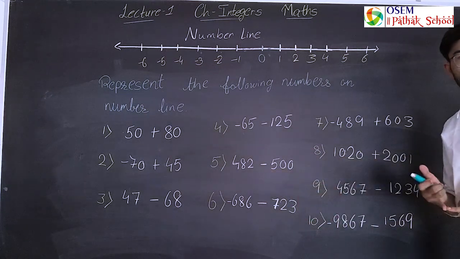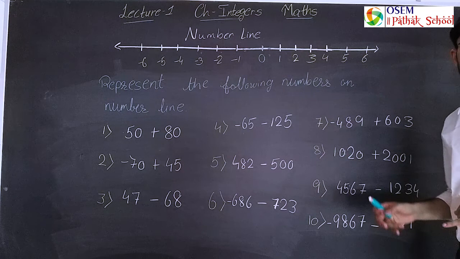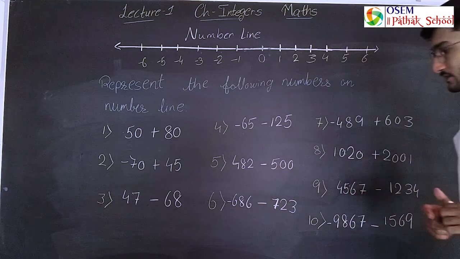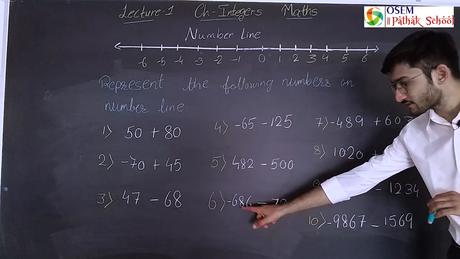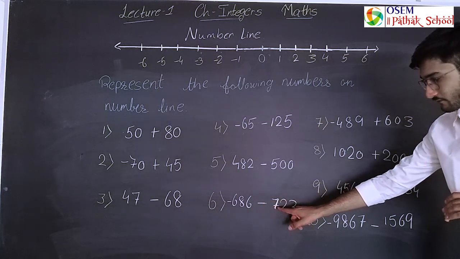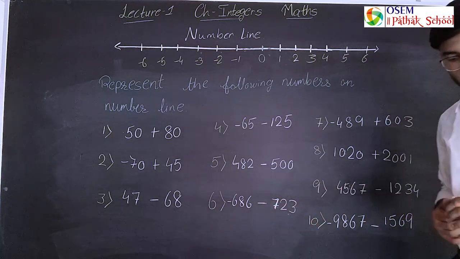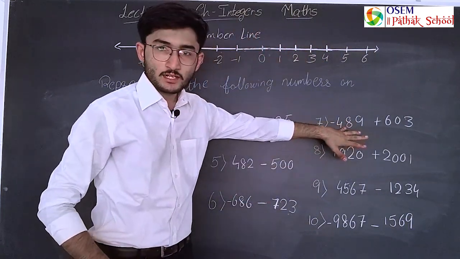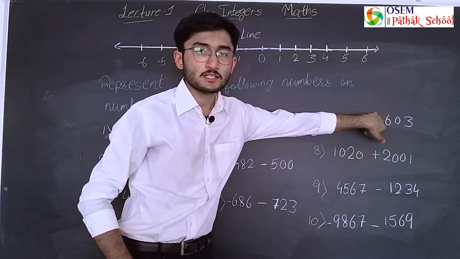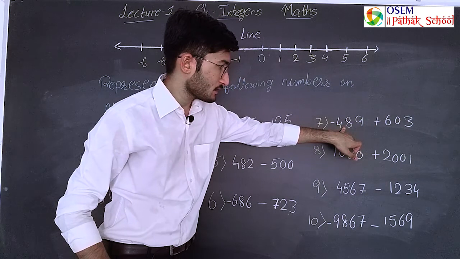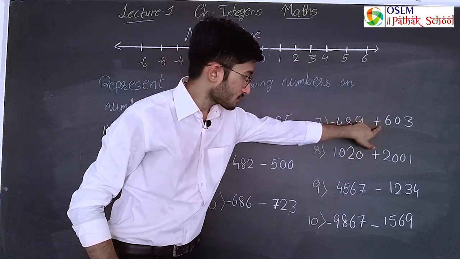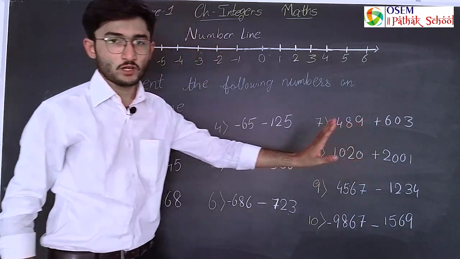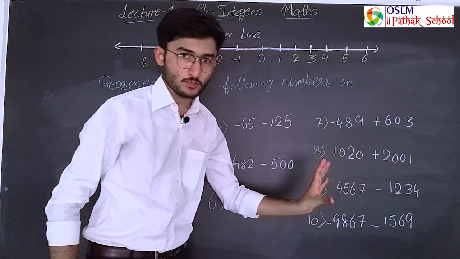Fifth one, 482 minus 500. Here one is a positive integer and the second one is a negative integer. Sixth, minus 686 minus 723. Here both the integers are negative. Next one, 489 plus 603, with minus 7. One is a negative integer and another one is a positive integer. Eighth one, 1020 added to 2001. Here both the integers are positive.